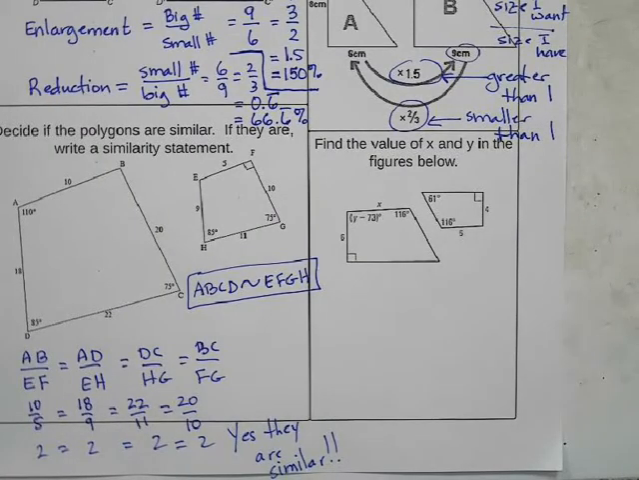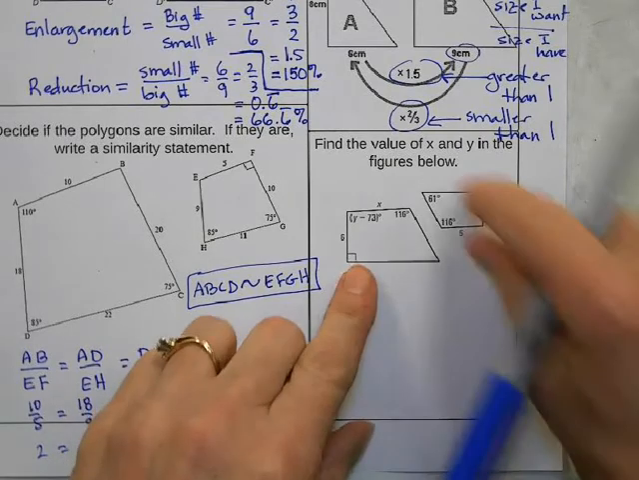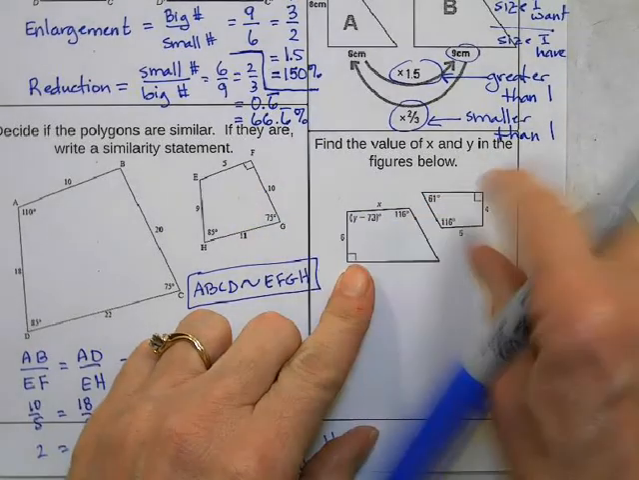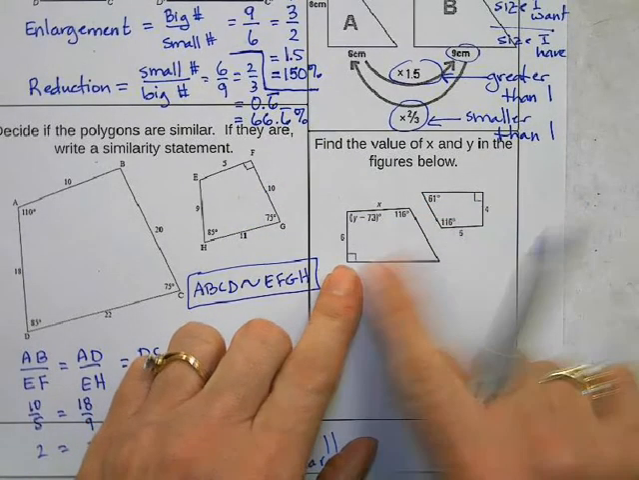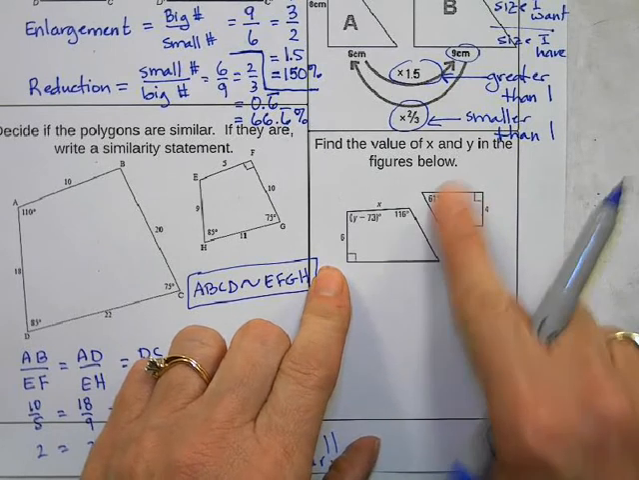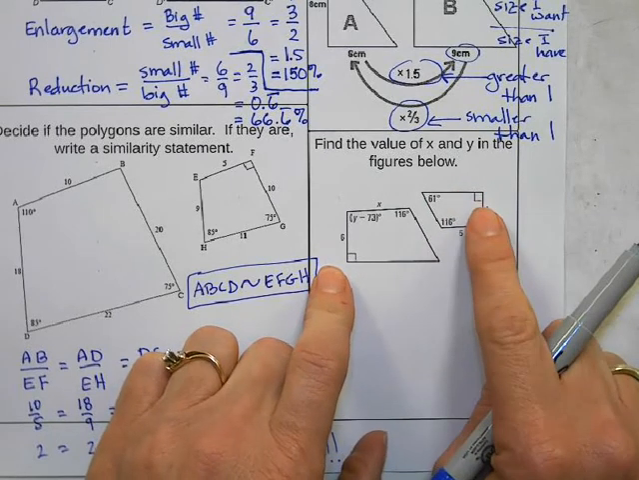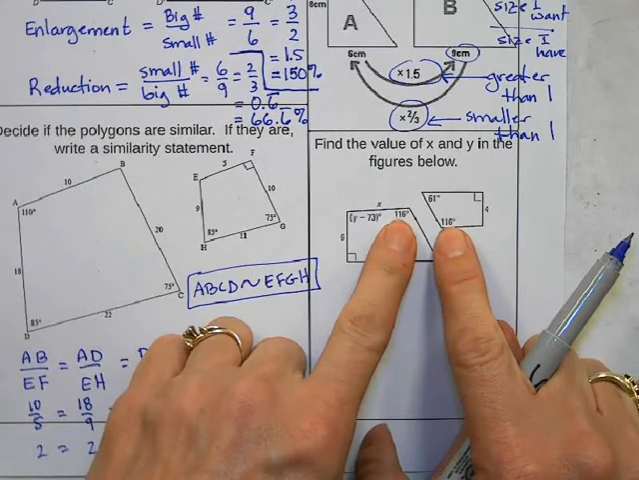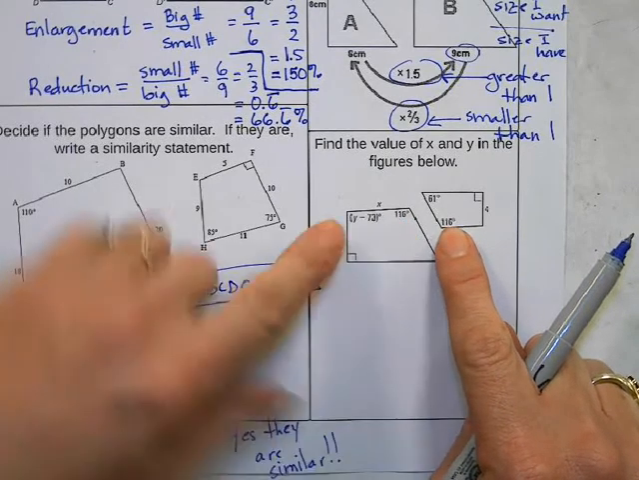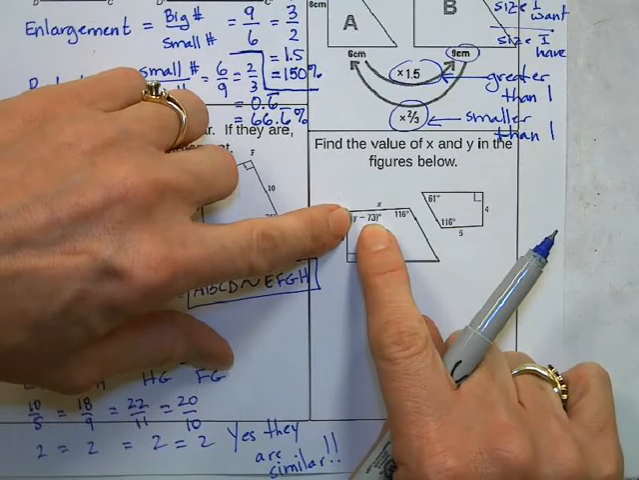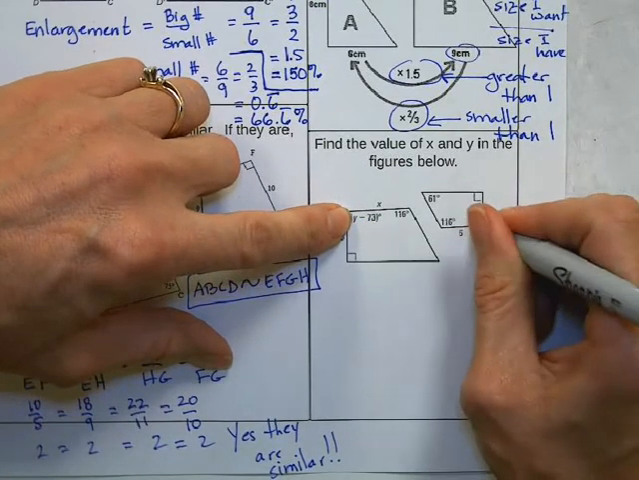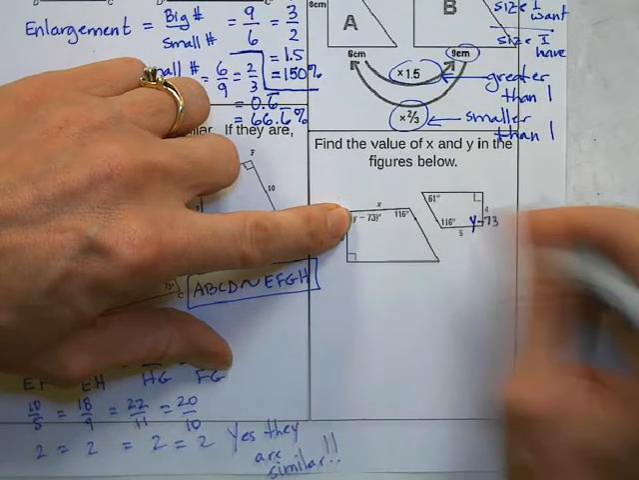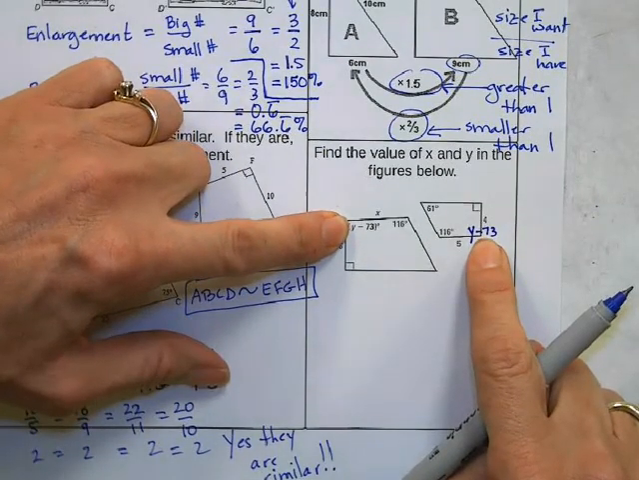Next example, find the value of x and y in the figures below. Now, remember we said before, angles are congruent. The sides are proportional. So I gotta turn this little guy upside down like this, so that the right angles are the same. It just gets a little confusing upside down like that, but let's see if we can make it work. We can see where the 1/16s are. So that probably means that this y minus 73 probably goes with this angle right here. This is probably y minus 73 degrees also.